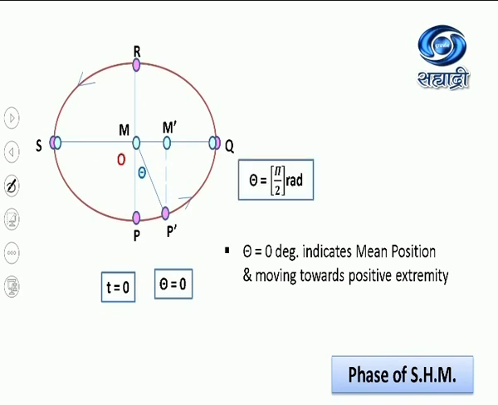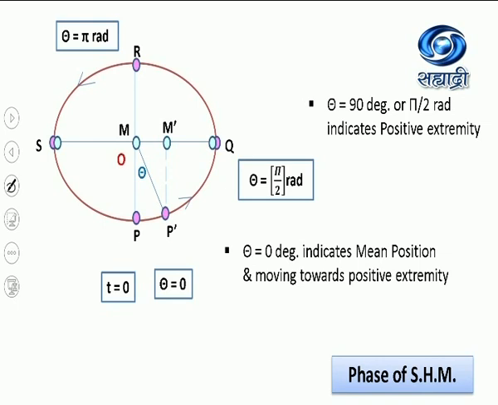After that, when the particle reaches Q position, then M also will reach Q position. So the state of particle M performing SHM has phase of theta equal to pi by 2 radians. So theta equal to pi by 2 radians indicates that the particle is at the positive extremity, and now it will start its journey back towards the mean position.